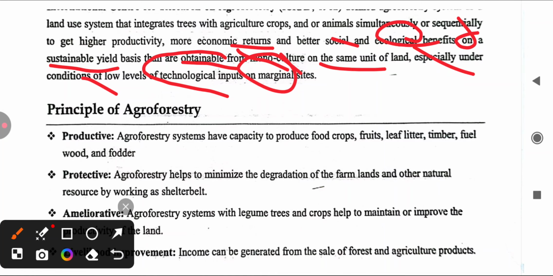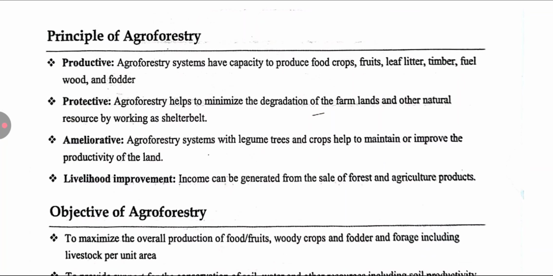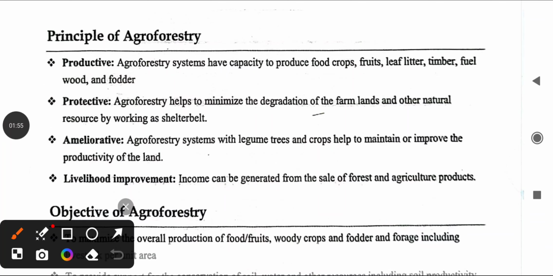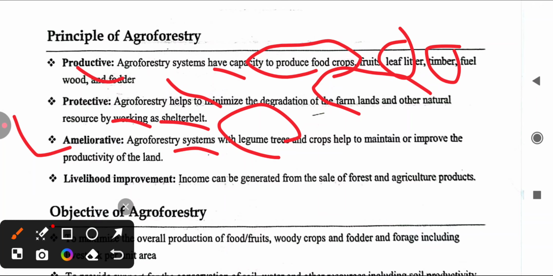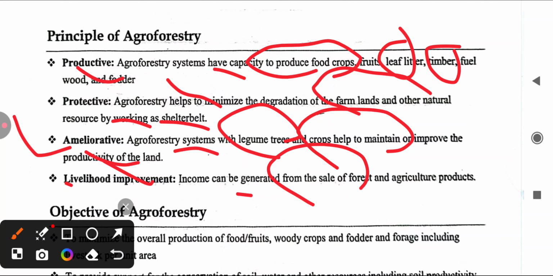Principles of agroforestry: productive, protective, ameliorative and livelihood improvement principle. Productive agroforestry system has capacity to produce food crop, fruit, leaf litters, timber, fuel wood and fodder. Protective agroforestry helps to minimize the degradation of the farmland and other natural resource by working as shelter belt. Ameliorative agroforestry system with legume tree and crop helps to maintain or improve the productivity of land. Livelihood improvement: income can be generated from the sale of forest and agriculture product.